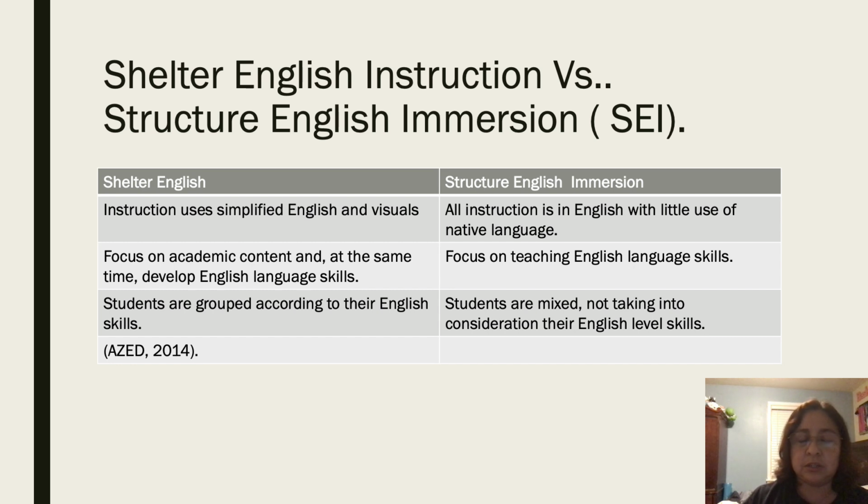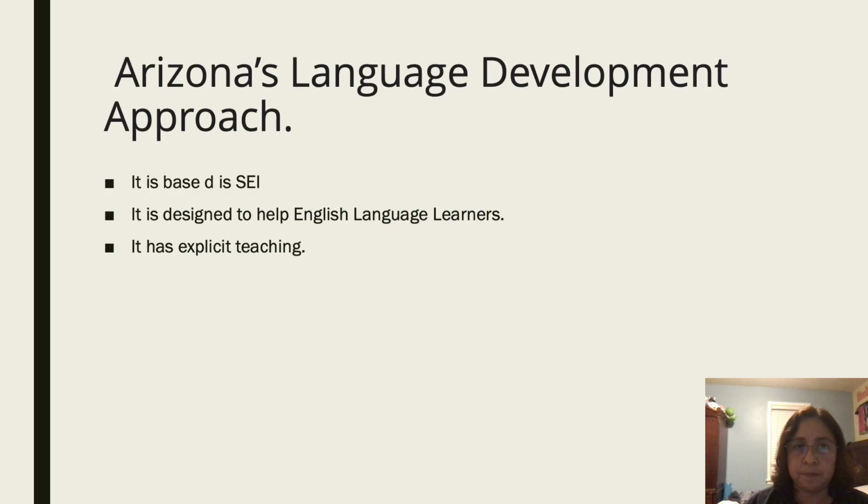In sheltered English, they use a lot of instruction, a lot of visuals. They focus more on academic content, and at the same time they develop English language skills. Remember, in structured English immersion, they only focus on English language skills, not academic content. And also in sheltered, they put students in levels. Depending on what level the student is, that's the group they're going to be in. In structured immersion, they don't do that. They put everyone together.